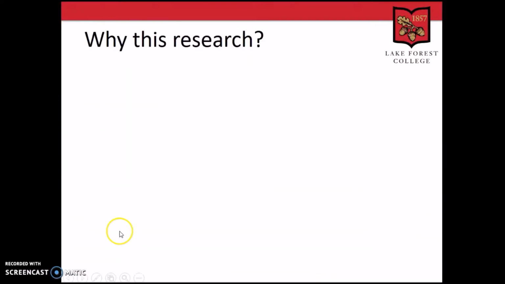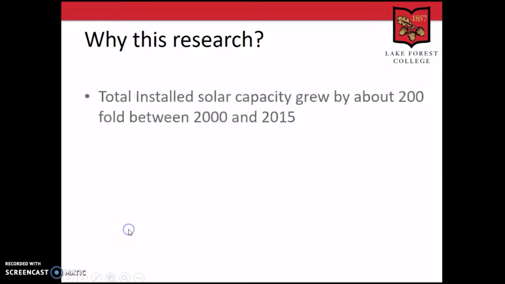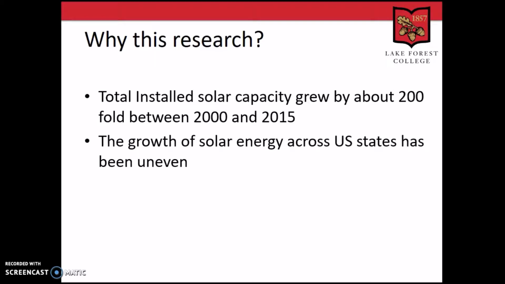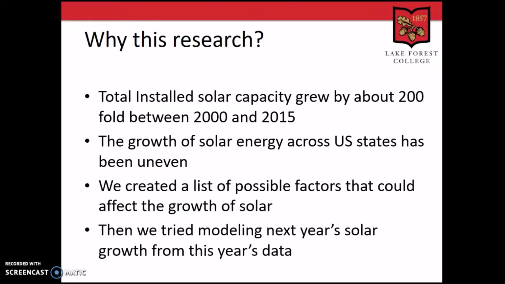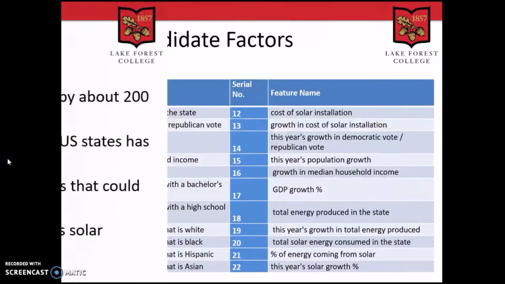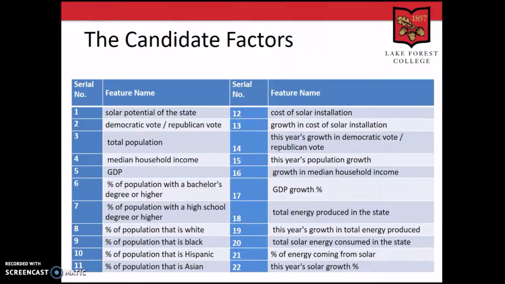So what is this research? Why did we do it? The total installed solar capacity in the world grew by about 200 times between 2000 and 2015. Now, this growth was not even across the US states, and we created a list of possible factors that could affect the growth of solar across the states, and then we tried modeling next year's solar growth from this year's data. So these are some of the candidate factors that we thought would be responsible for predicting or affecting the solar growth.